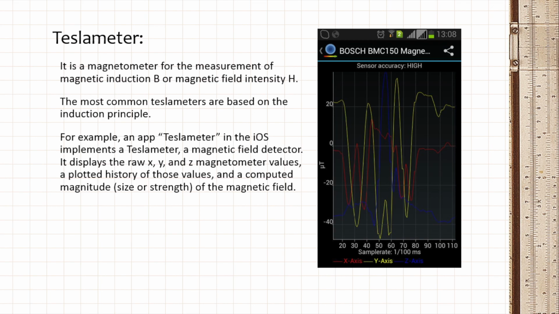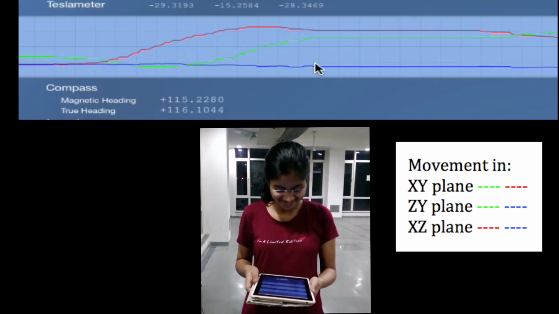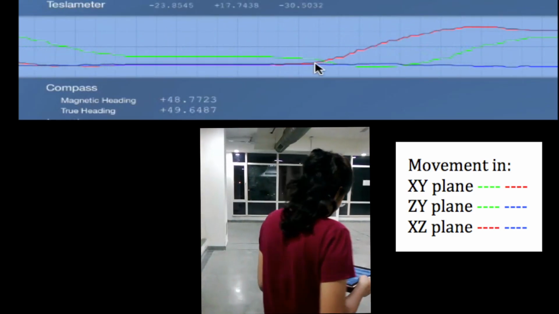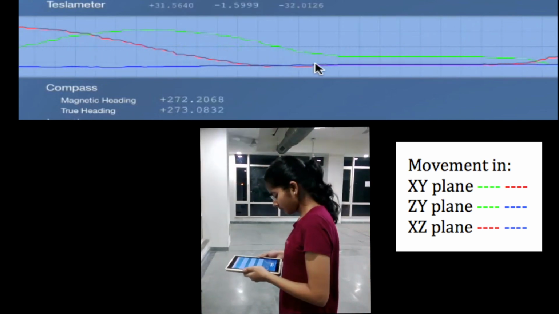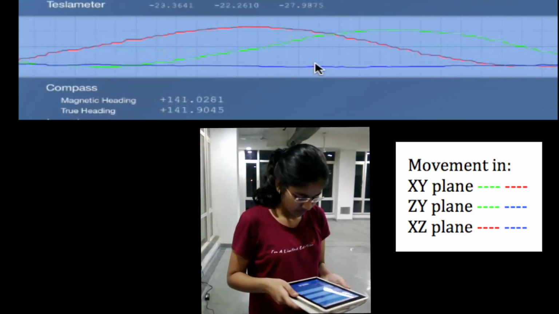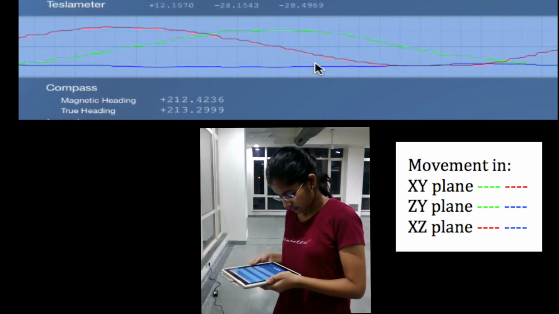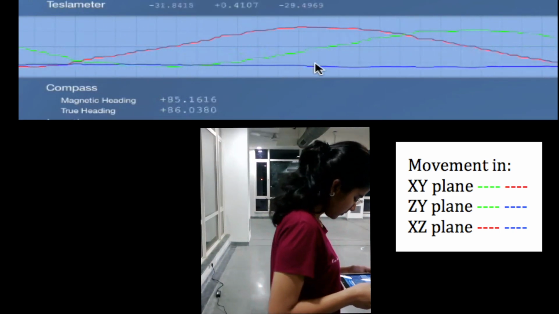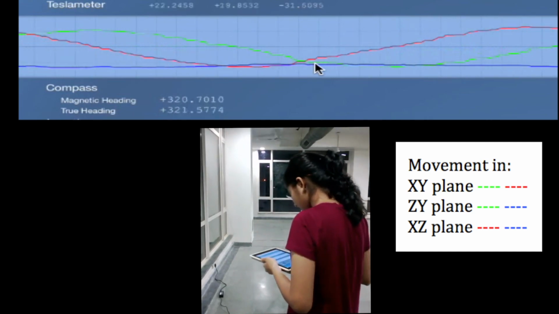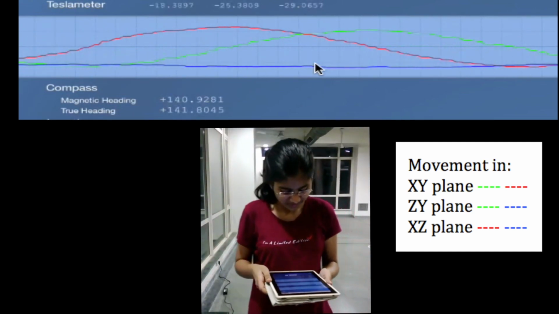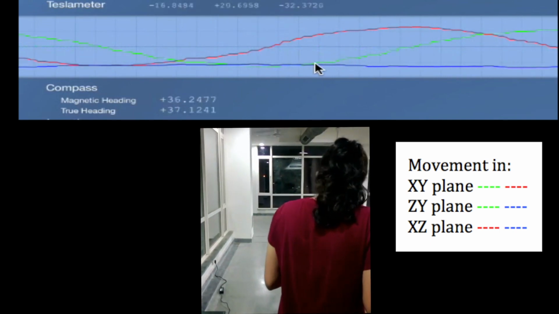A Teslameter is a magnetometer for the measurement of magnetic induction or magnetic field intensity. The most common Teslameters are based on the induction principle. Magnetic heading is represented by the red graph and the true heading by the green graph. Here, we have only illustrated movement along the xy plane, and the corresponding changes in the magnetic field are shown by the green and the red lines. The numerical values of true and magnetic headings gradually decrease from 360 to 0.